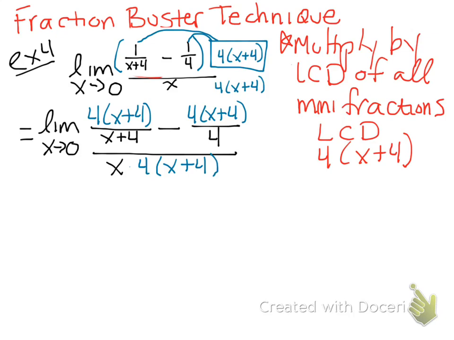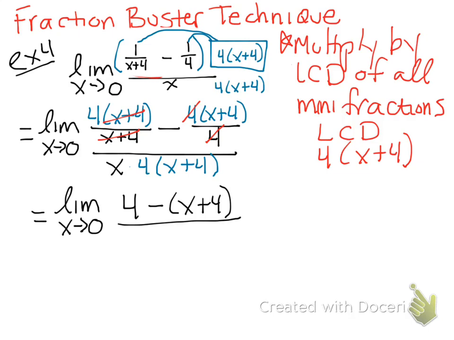Now what's nice about this, and here's why we call it fraction busters, each of those mini fractions should divide out. So in our first one, x plus 4 and the x plus 4 divide out. In the second one, the 4 and the 4 divide out. If that does not happen, that means you probably made a mistake. So check your LCD, make sure you wrote it out correctly. We're left with 4 minus x plus 4 all over x times 4, x plus 4.